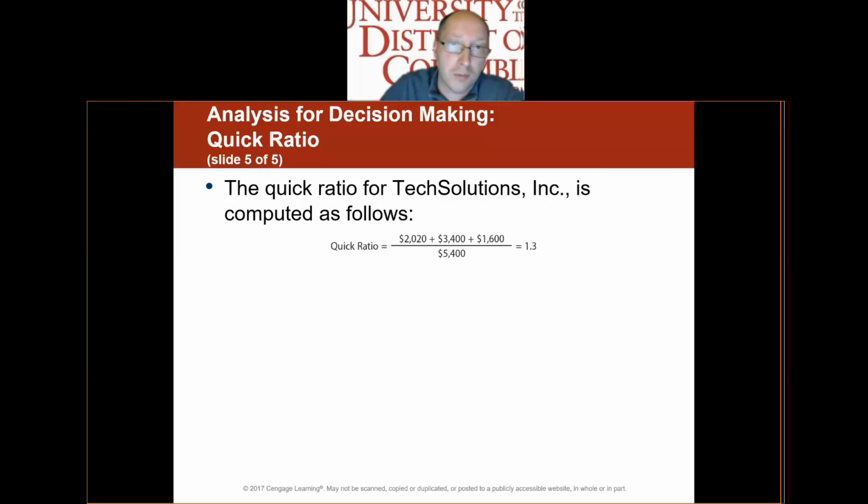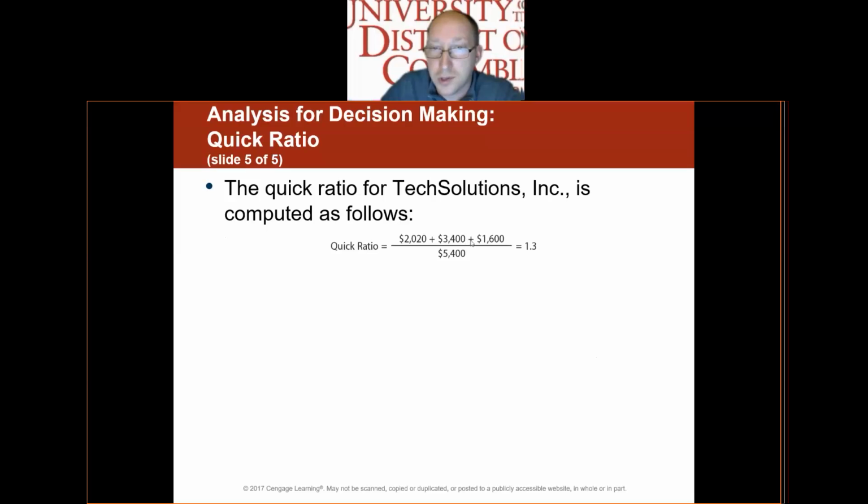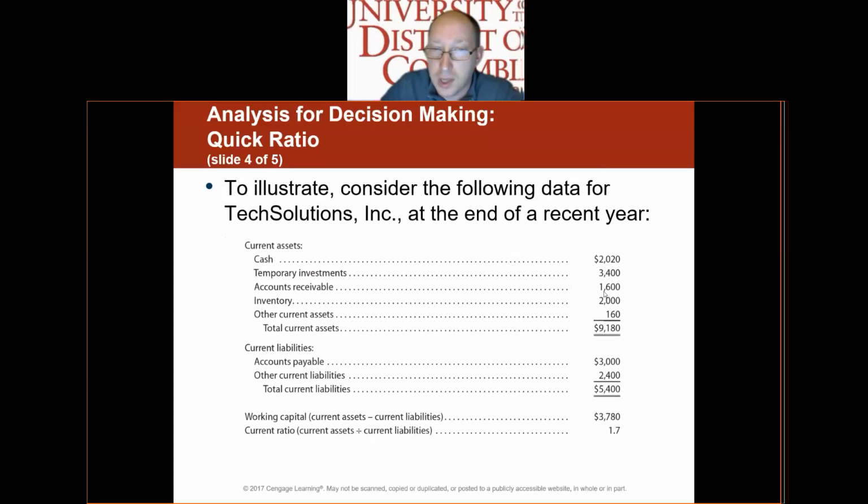What about the quick ratio? Quick ratio is, again, quick assets divided by current liabilities. Quick assets are cash and cash equivalents. So cash, 2020. Temporary investments, 3,400, plus 1,600, which is accounts receivable. Those three things I can quickly convert to cash, right? I cannot quickly convert inventory or other current assets, but I can quickly convert cash, temporary investments, and accounts receivable.